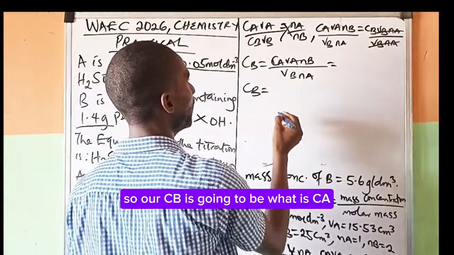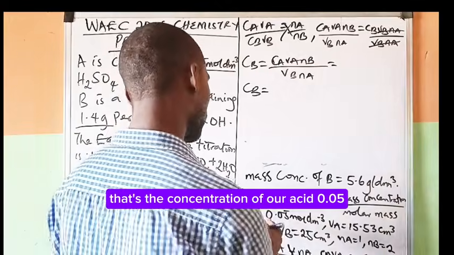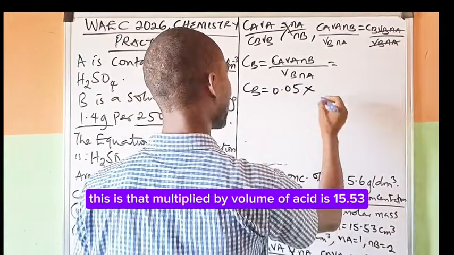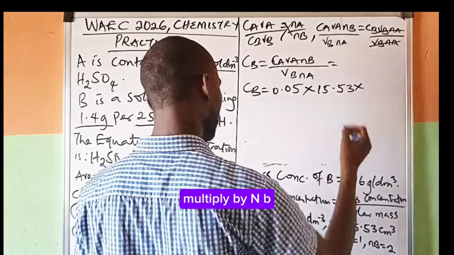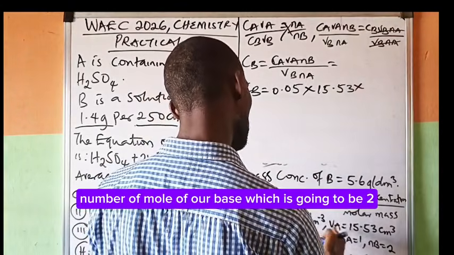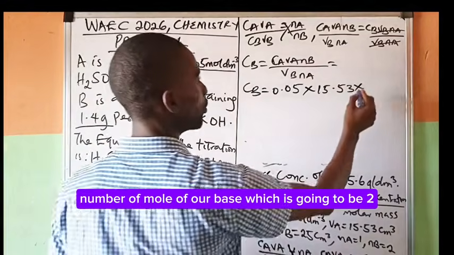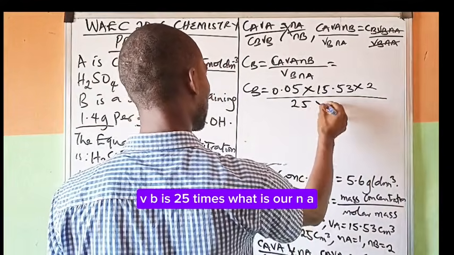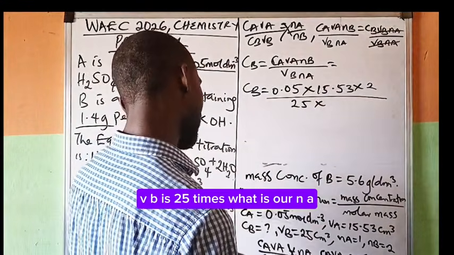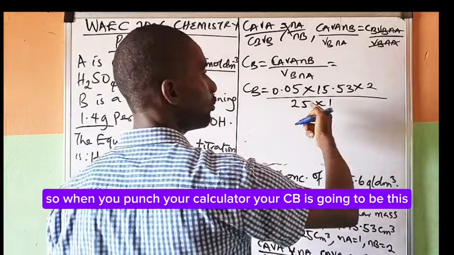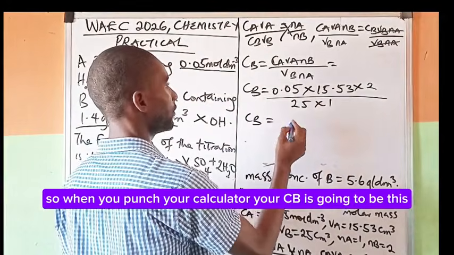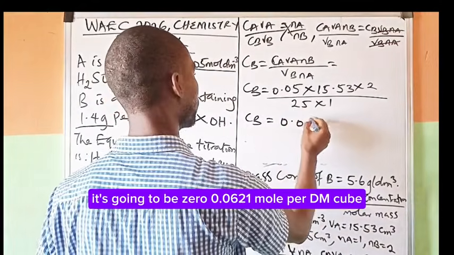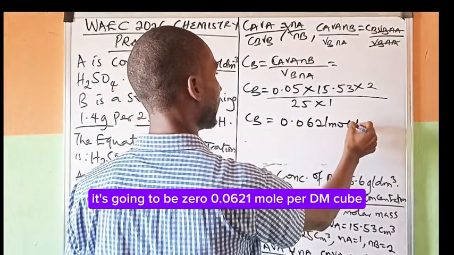So our CB is going to be, what is Ca? That's the concentration of our acid, 0.05. Multiplied by the volume of acid, 15.53. Multiplied by Nb, the number of moles of our base, which is 2. Divided by, what is our VB? VB is 25 times, what is our Na? 1. Okay, divided by 1. So when you punch your calculator, your CB is going to be this multiplied by this by 2 divided by 25. It's going to be 0.0621 mole per dm³.